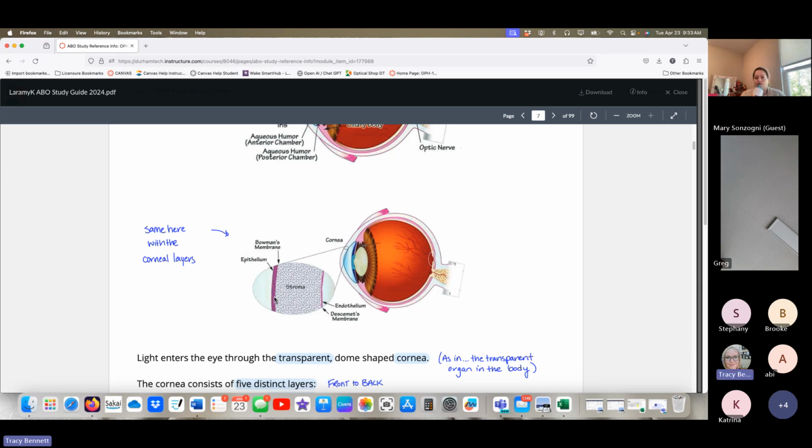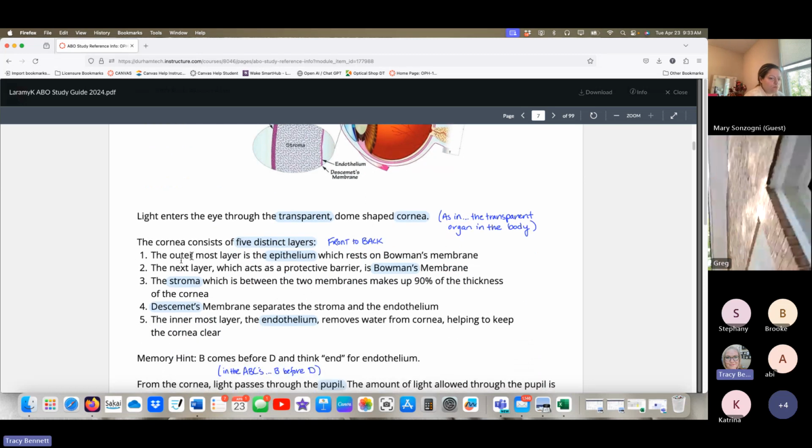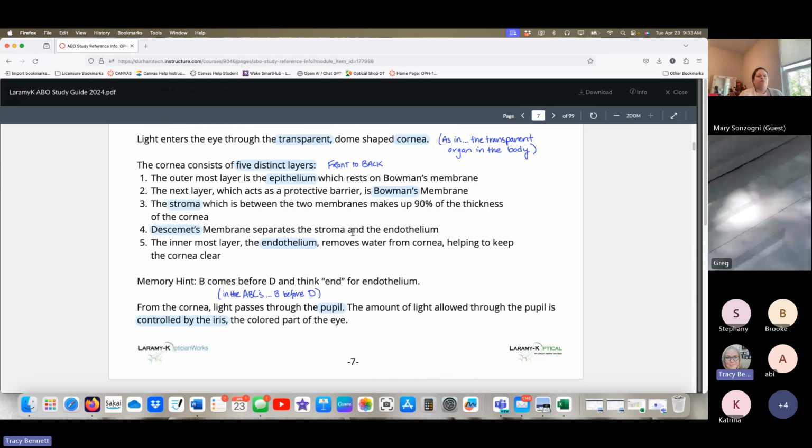So if you ever got a box that just had the different layers laid out, you would be able to determine which one was the epithelium and which one's the endothelium, the outside versus the inside layer, based off the cell thickness. Just keep in mind that it's on the outside of the body, so more layers is important. But that all talks about that in here.